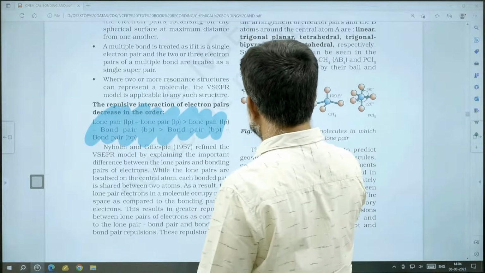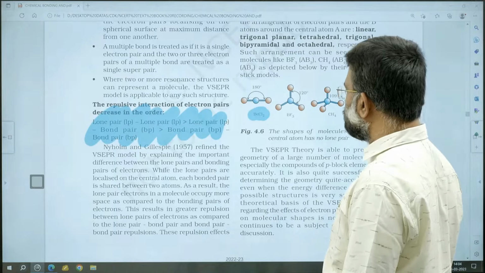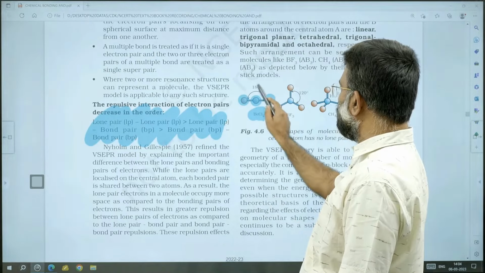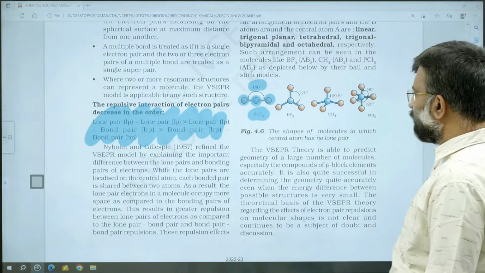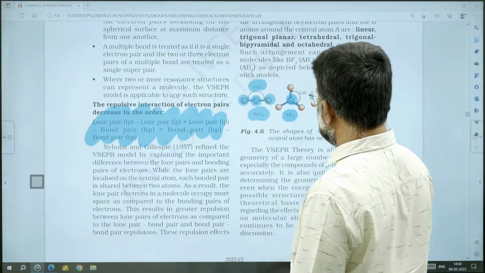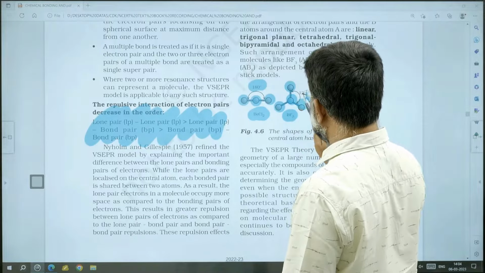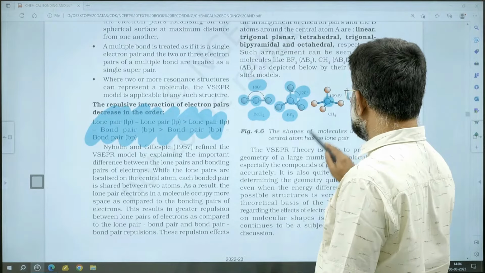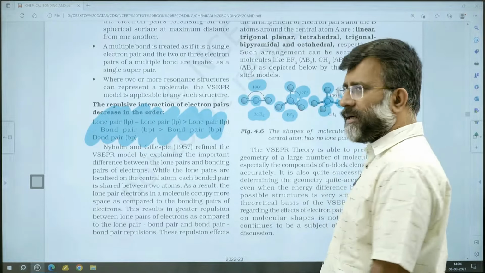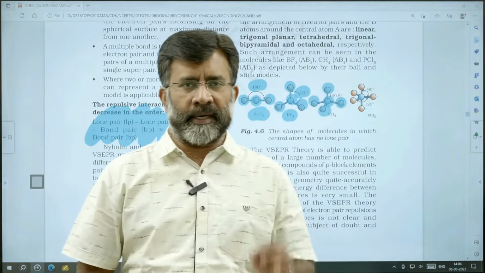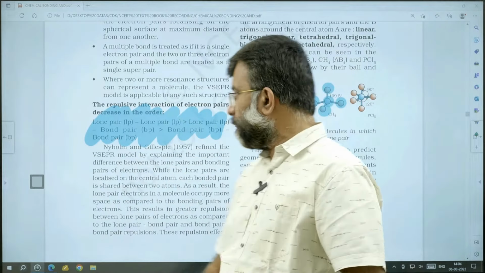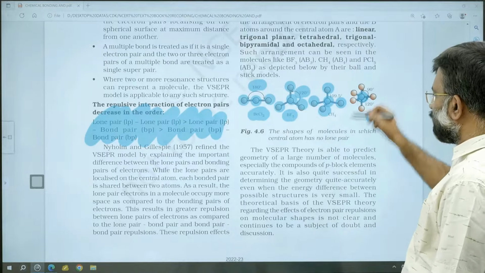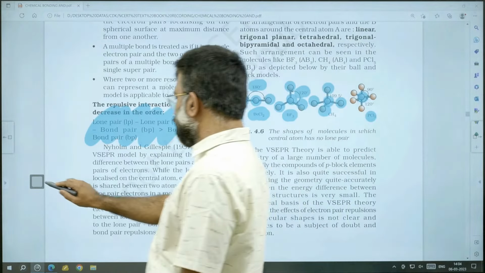Here BeCl2, we have two electron pairs. This is beryllium and two chlorine atoms maintaining a linear shape, 180 degree. This is BF3, three electron pairs, boron central and 3 fluorines making a 120 degree planar system. This is methane, central carbon with 4 hydrogen atoms maintaining a 109.5 degree tetrahedral system. While this is PCl5, phosphorus and the surrounding atoms make a trigonal bipyramidal geometry.